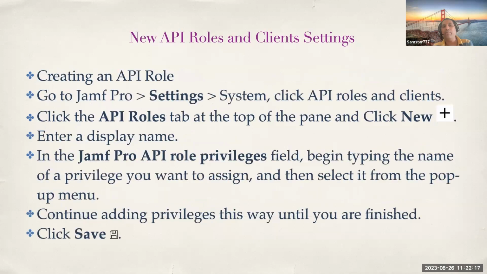How can we create API roles? Now if you go to Jamf Pro settings, under system, we have a new interface called API roles and clients. When you click API roles under that, we have an option to create new API roles and we can create a custom privilege set. Once saved, we can then create an API client, and those clients can access these roles.